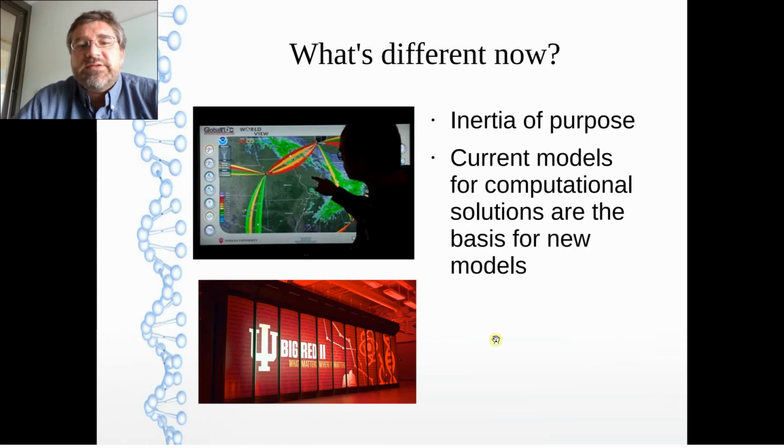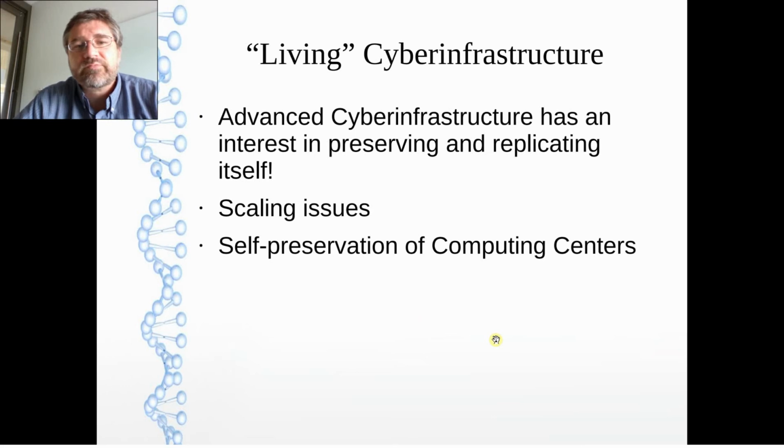What happens because of this difference? Well, there's a bit of inertia of purpose. That means that these systems are designed to meet needs in existing fields that use them a lot, high performance or high energy physics, molecular dynamics. And so these models tend to be the basis for new models. So it's one of these situations where all of the existing working software really only fits the kind of systems that are already out there and the kind of science that's already using them.